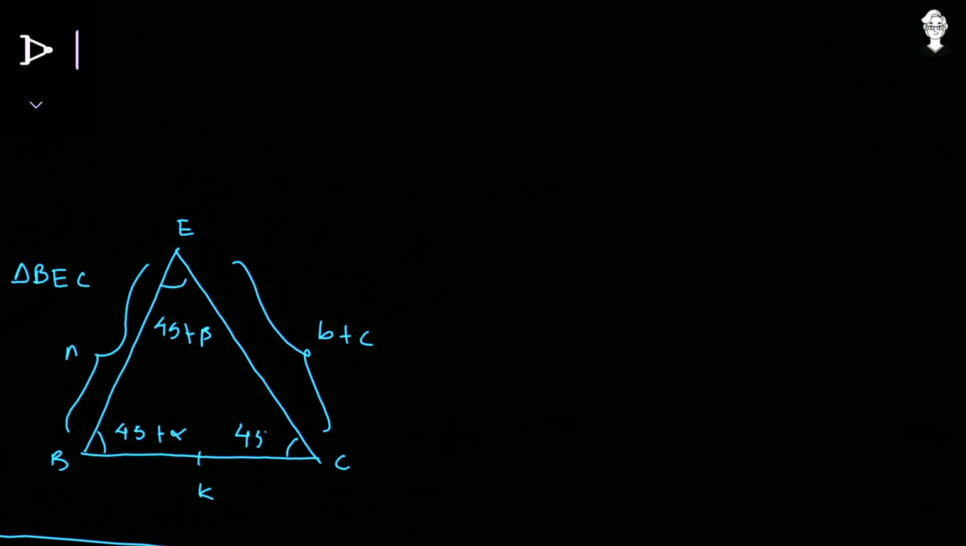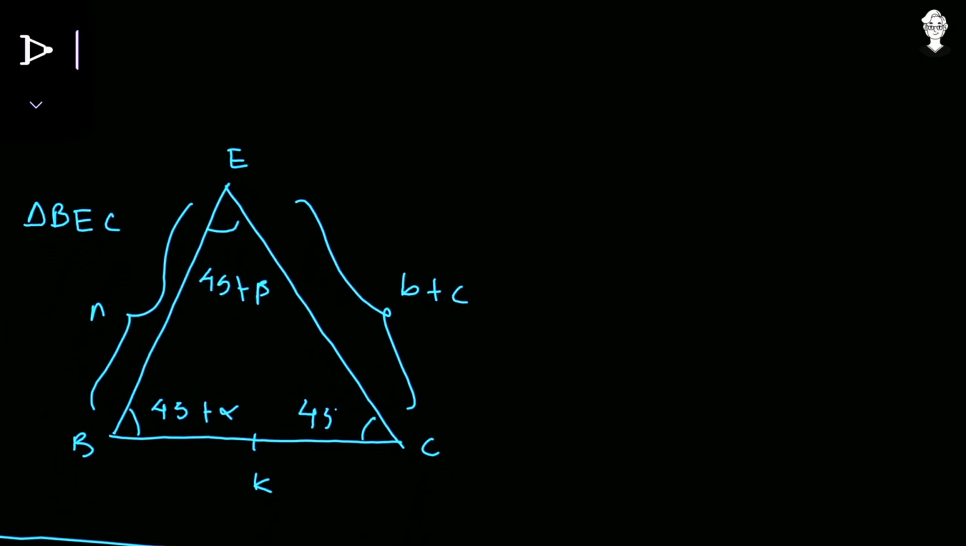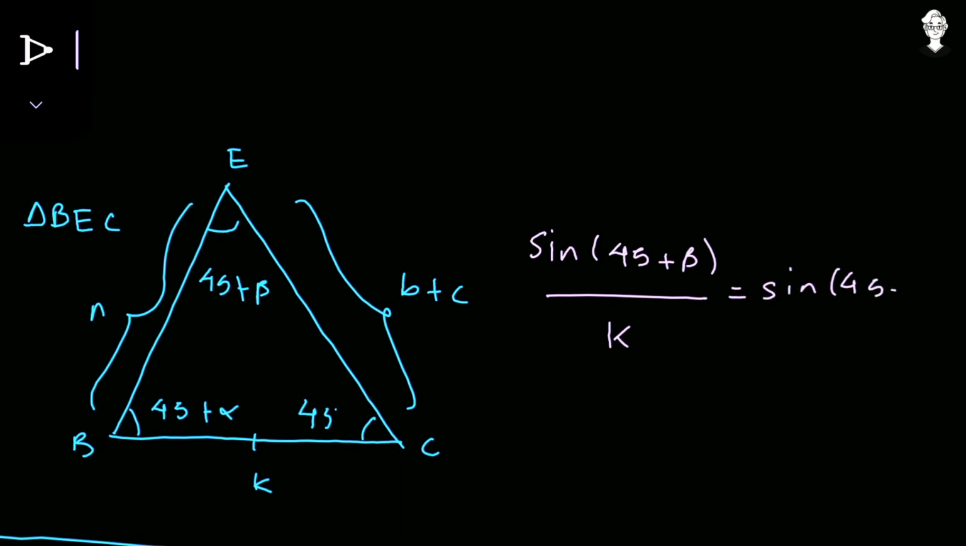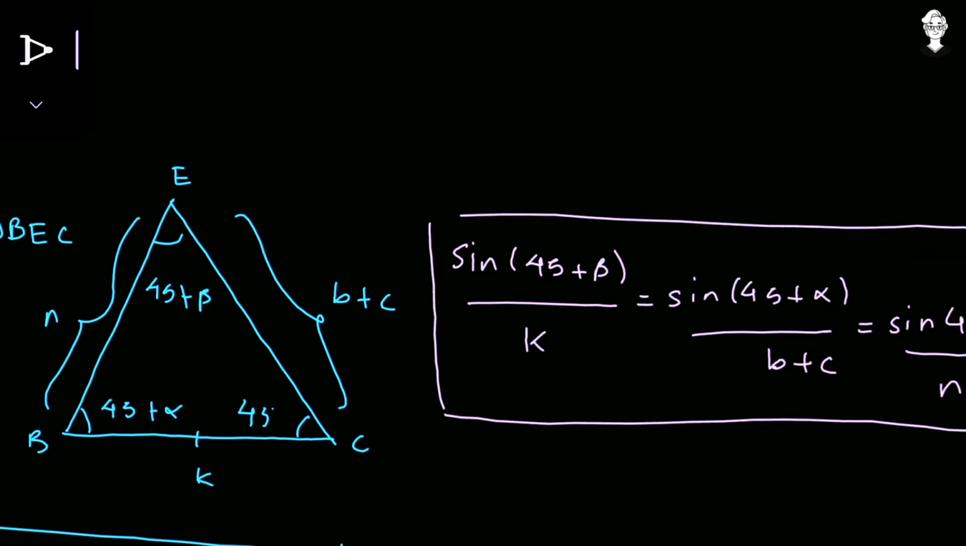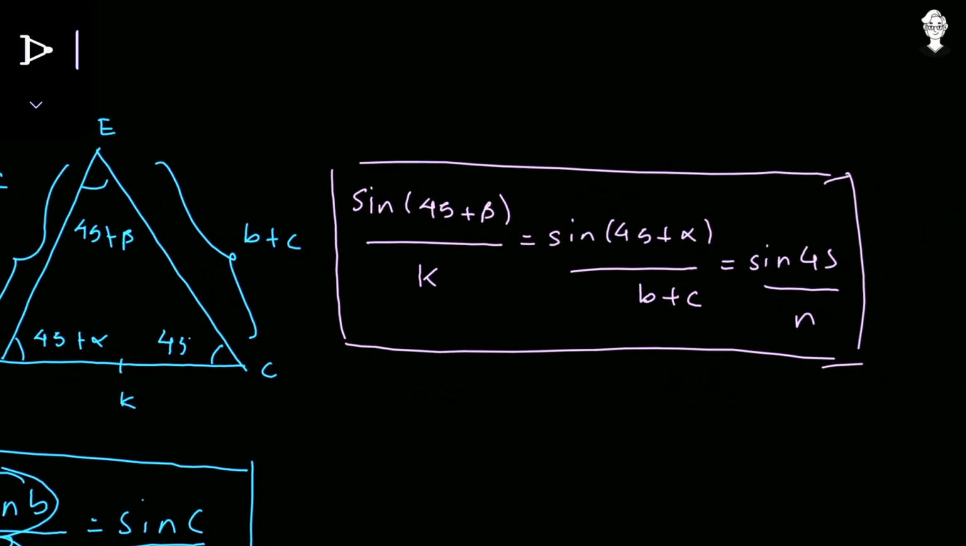So starting with sine of 45 plus beta, the topmost angle, sine of 45 plus beta upon its opposite side, that is K, is equal to sine of 45 plus alpha upon its opposite side, that is B plus C, and that is equal to sine of 45 degree and its opposite side is N. So we have this kind of relation between the sines of these angles and all these sides.